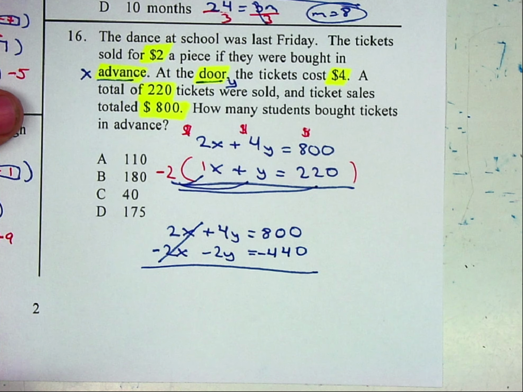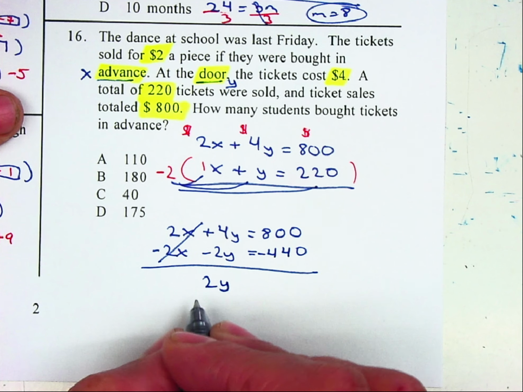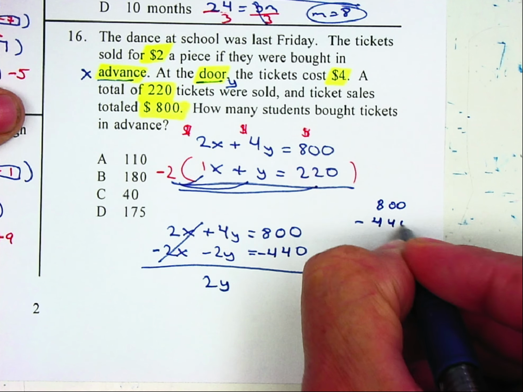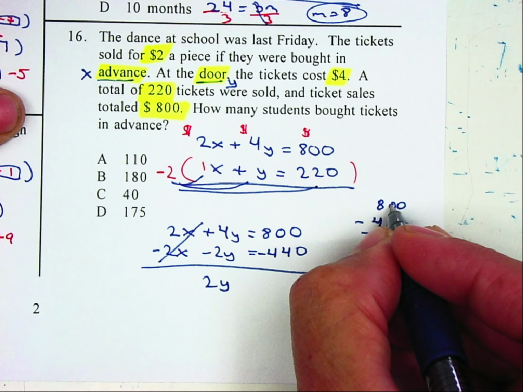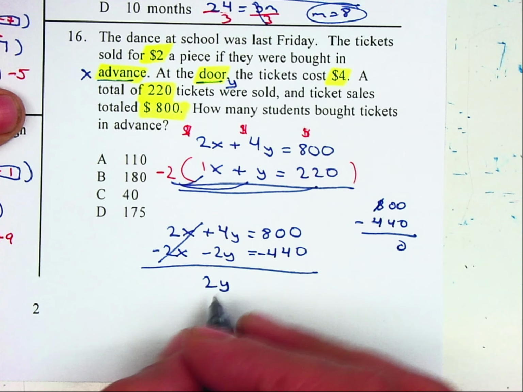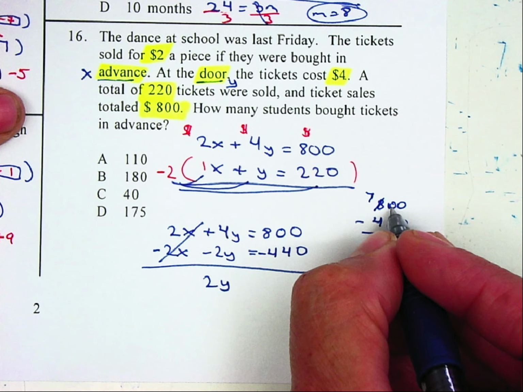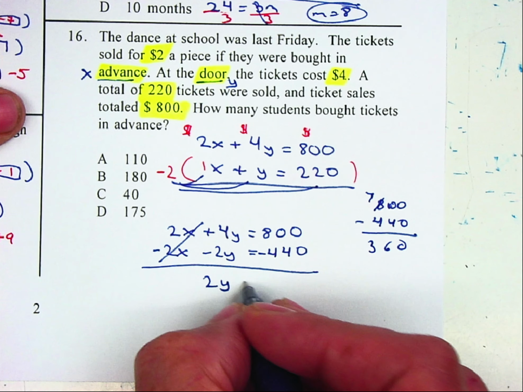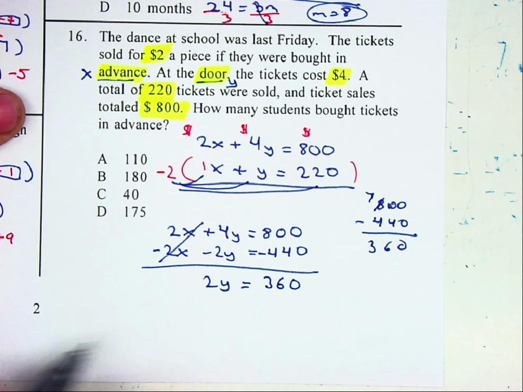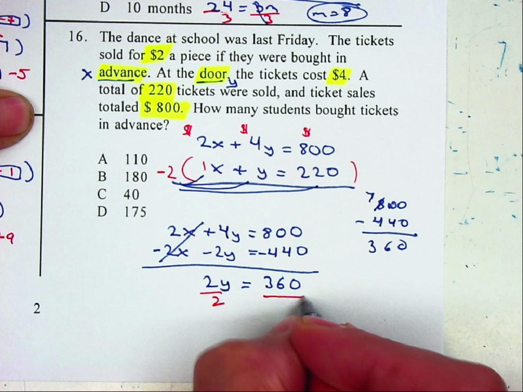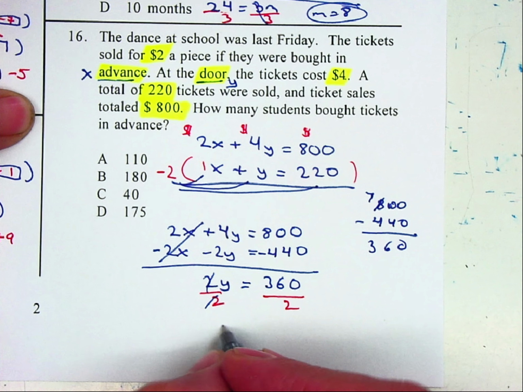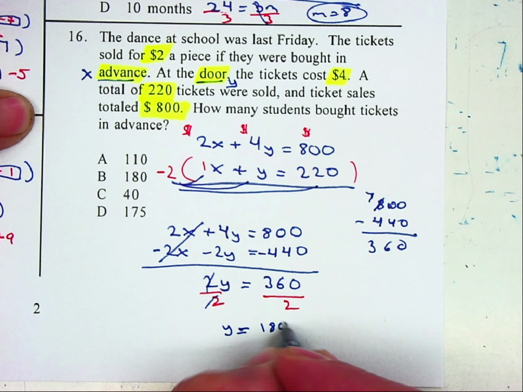The x's cancel. So I have 2y. What's 800 minus 440? 0 minus 4, you can't, so borrow 1 from the 8, it becomes a 7, and this becomes a 10. 10 minus 4 is 6. 7 minus 4 is 3. 360. Keep the sign of the bigger number, which is the 800. Last, divide by 2. Divide by 2. 36 divided by 2 is 18. So 18 and a 0.